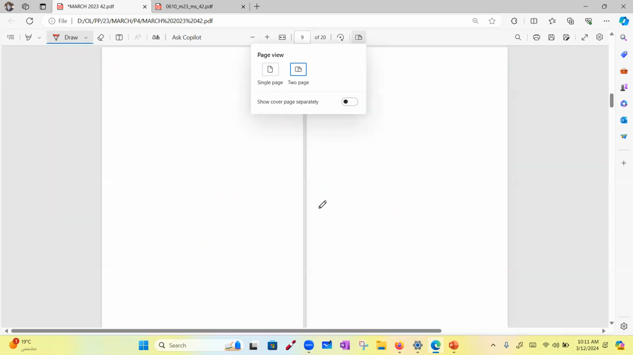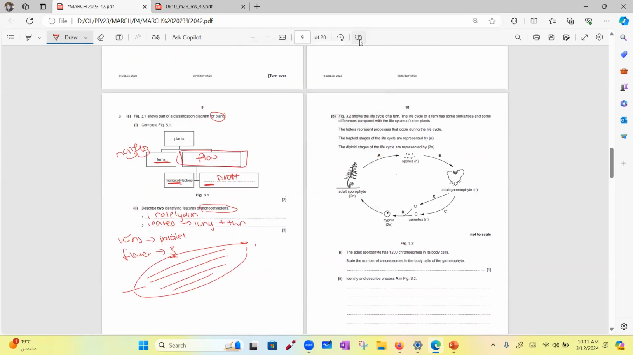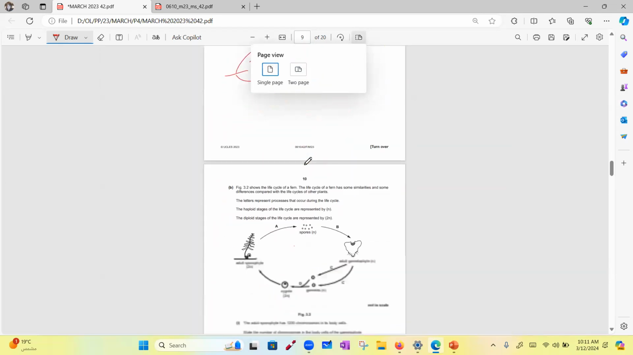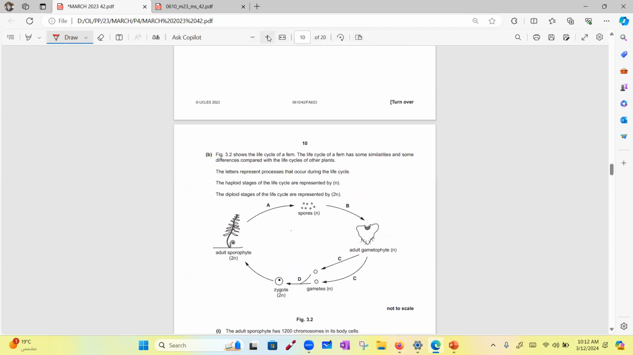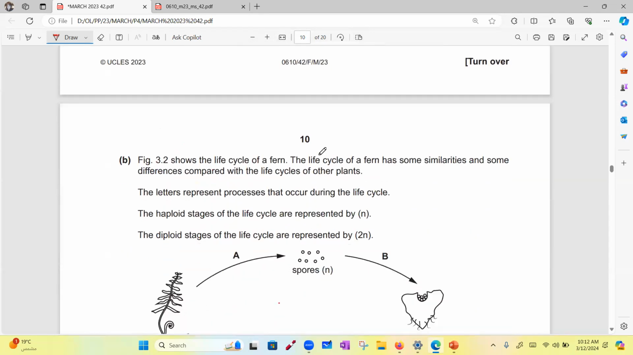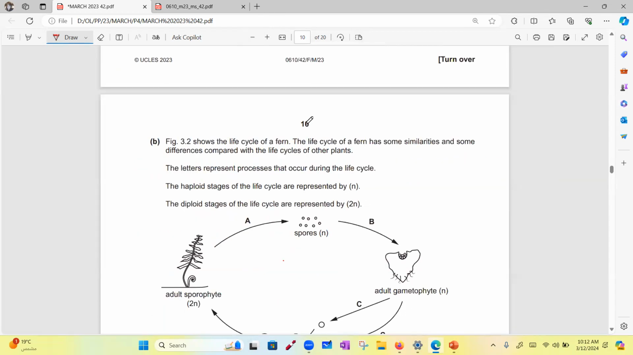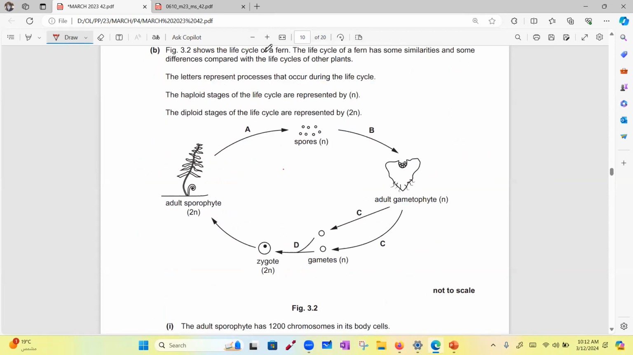Another tricky question in this exam is the next one, B. It's easy, but let's see if you will remember. Plant reproduction. Figure 3.2 shows the life cycle of a fern. The life cycle of a fern has some similarities and some differences compared with the life cycles for other plants. The letters represent processes that occur during the life cycle, haploid stage represented by N, and the diploid represented by 2N. Okay, you had here an adult sporophyte, 2N.